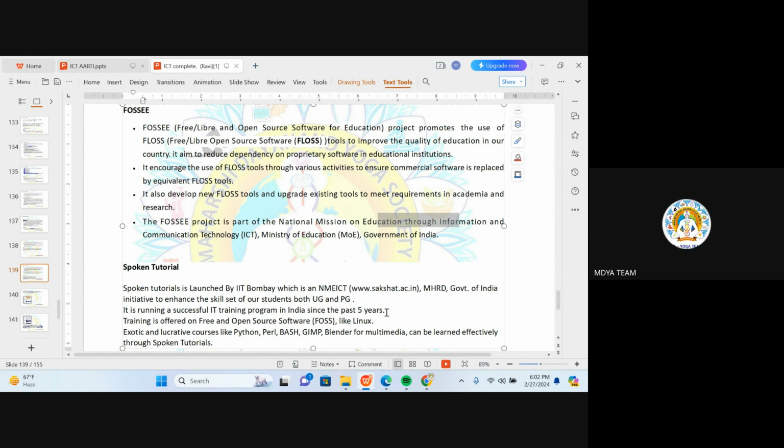These are all free and open source. This is also free and open source software. FOSS, Linux, you can learn. This is for software engineers, because ICT is mainly related to software engineers. If you want to learn about software and hardware, and programming languages, all these things come under software engineers. FOSS software is used for learning by IT students, for training programs.